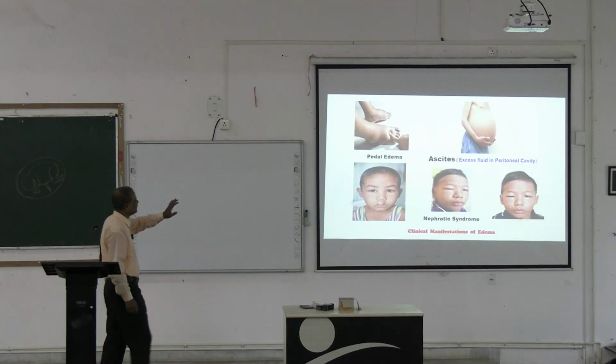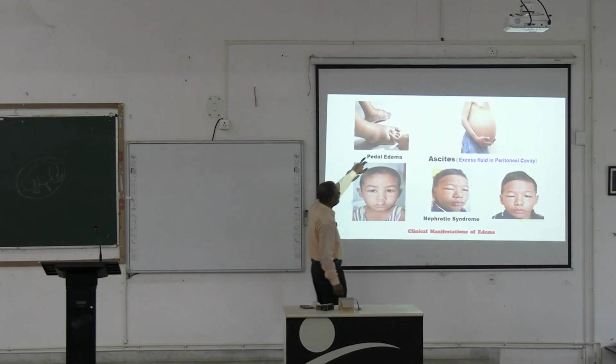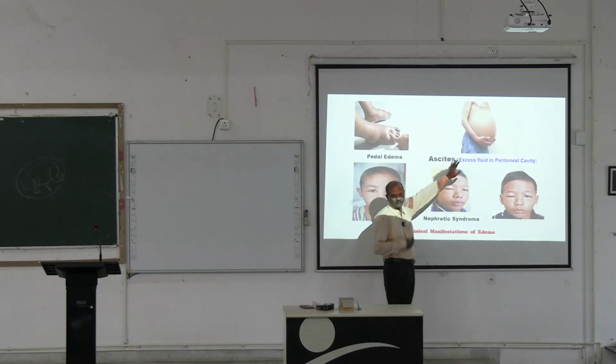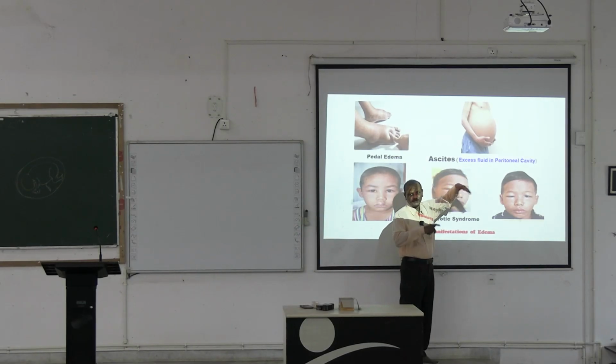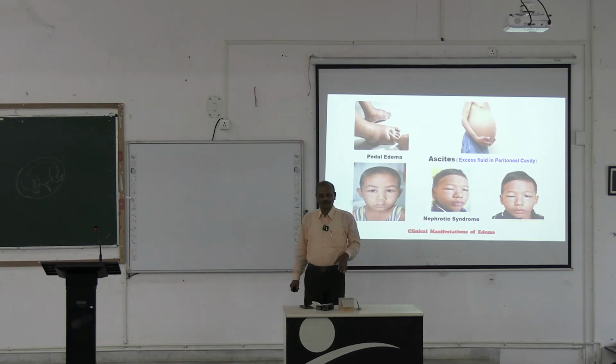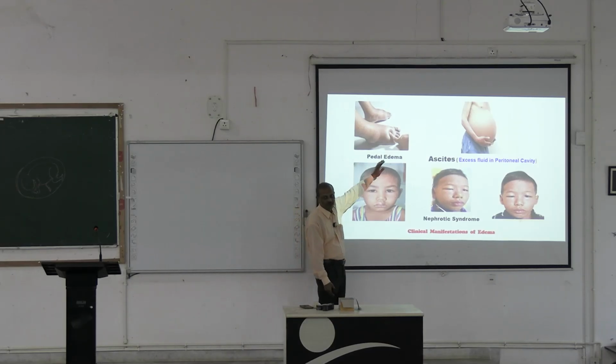So if that situation occurs, normally the dependent part is the leg. So first it will appear in the leg. It can form a swelling within the abdomen, in the peritoneal cavity, which you will see during your anatomy class. Or if there is a generalized edema like this one, from the leg it will go up to the whole body, that is the face, facial appearance.